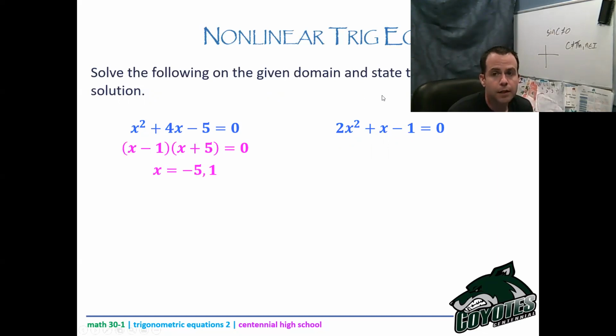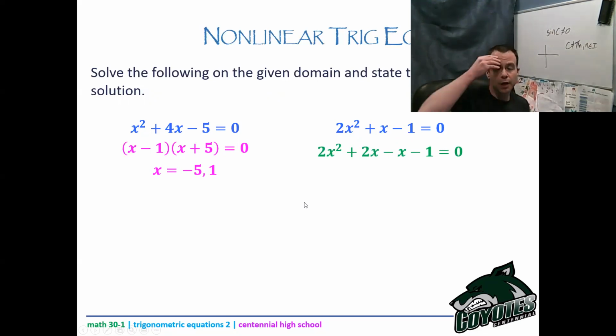In the other one, I've got 2x squared plus x minus 1. So I'm going to walk you through a decomposition here. I'm looking for two numbers that multiply together to give me negative 2, 2 times negative 1, the outside guys, and add together to give me 1. Those two numbers happen to be 2 and negative 1. So what I did was I decomposed, I split my middle guy up. The 1x, I split it up into 2x minus x.